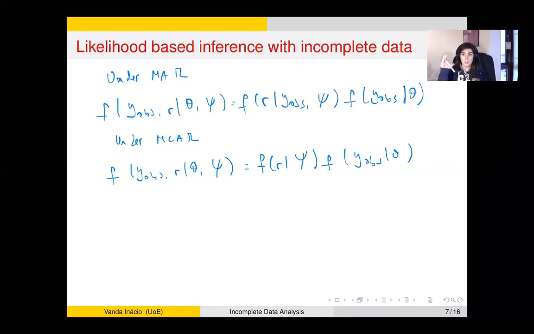Okay, so let us recall our goal is to make inferences about theta, or to estimate theta, correct? So I can rewrite these expressions in terms of the likelihood. I can regard the joint densities as a function of the parameters, and so I'm looking at the likelihood, as we have seen in the first video of this week. And so if I rewrite as a function of the parameters, and here I will leave the missing data mechanism as it is.